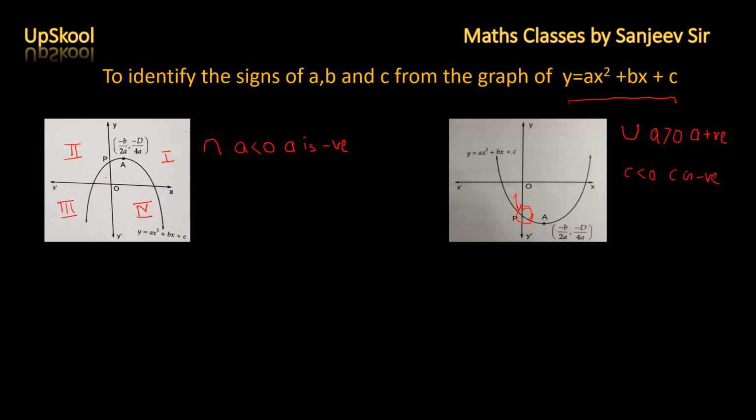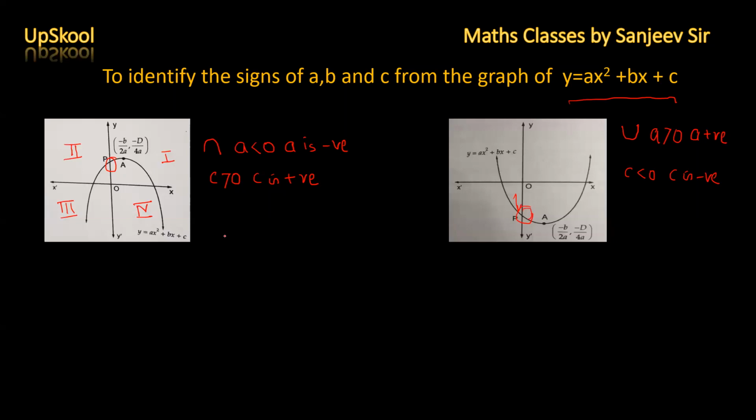If the graph is intersecting on the positive axis of y, then c is positive. c is greater than 0. Hope you have understood about the sign of a and c.